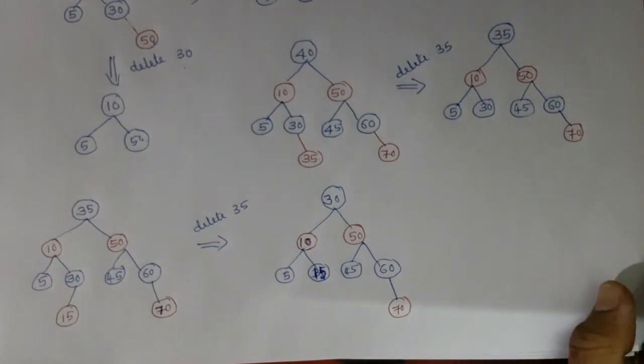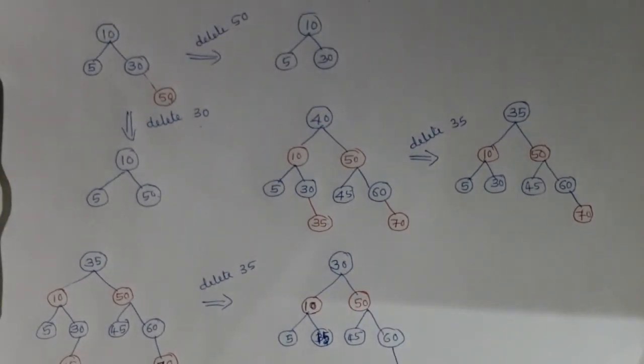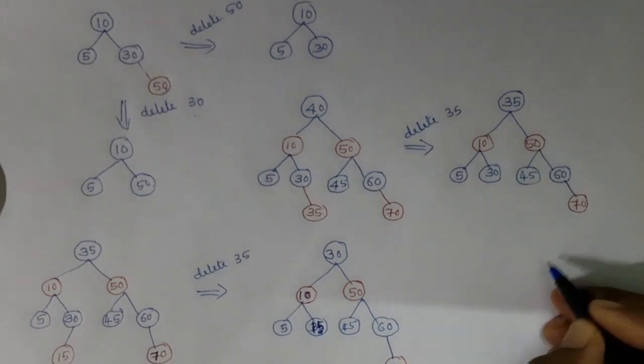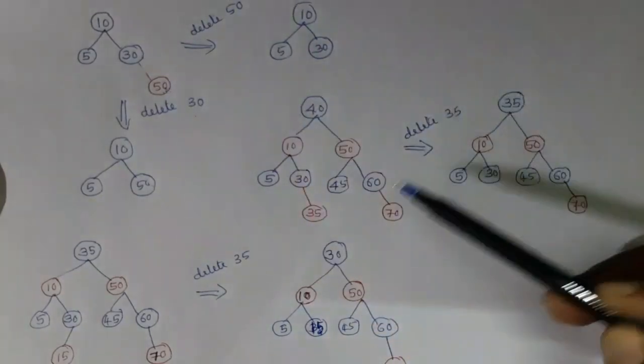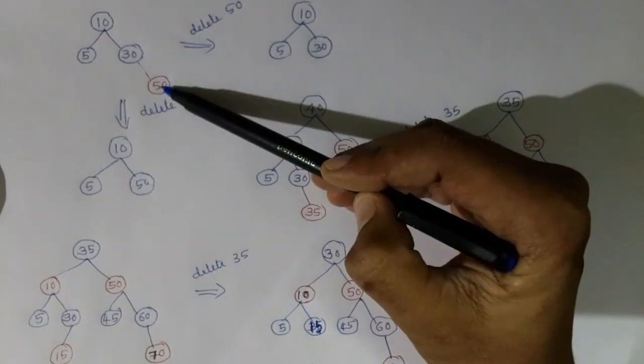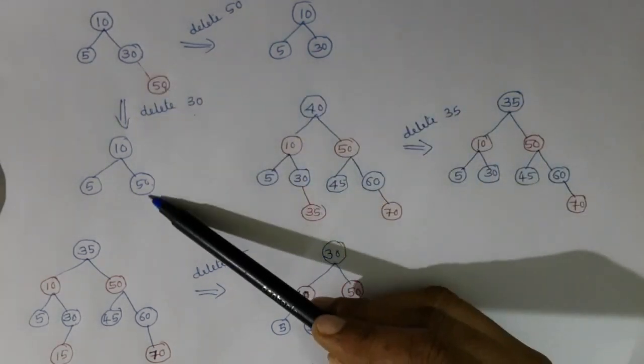So in all these cases, finally we delete a red node. So it does not affect the number of black nodes in a particular path. So you can simply delete that node. So here also 50 is deleted. In this example, we want to delete 30, but it is replaced by 50. So finally we have to delete 50 itself.